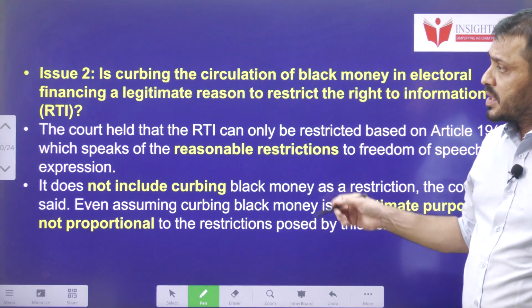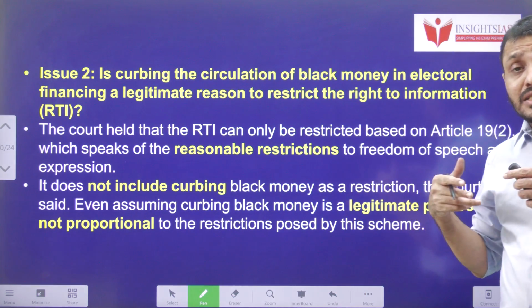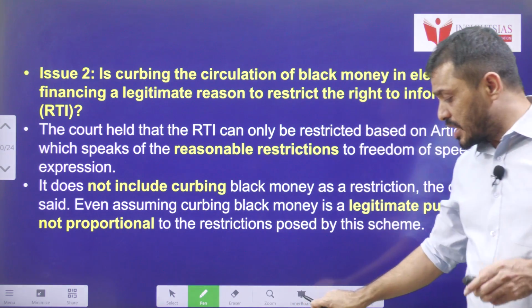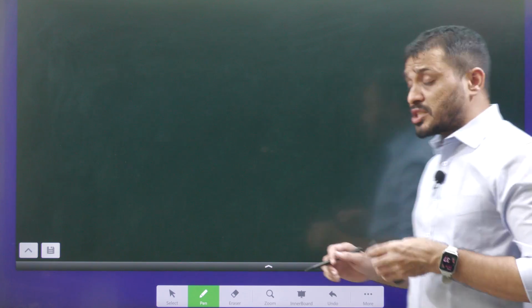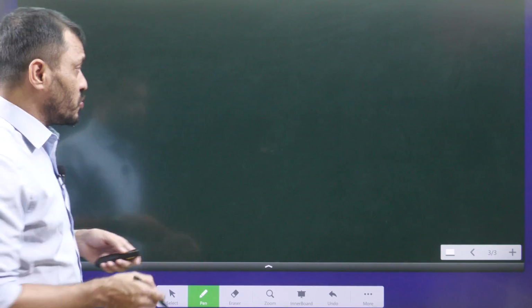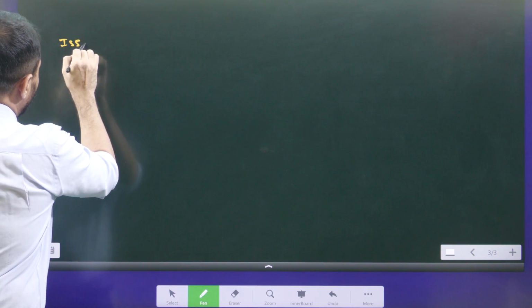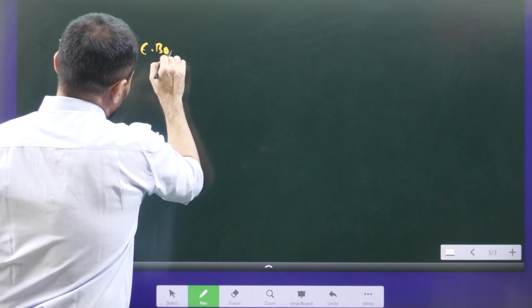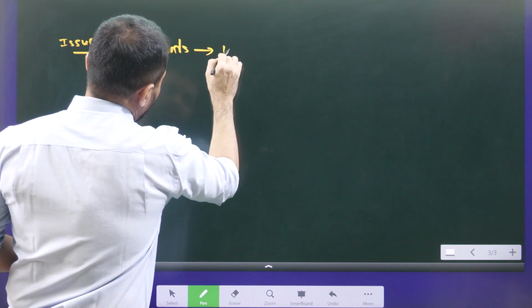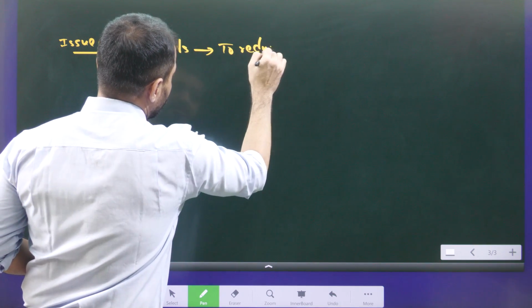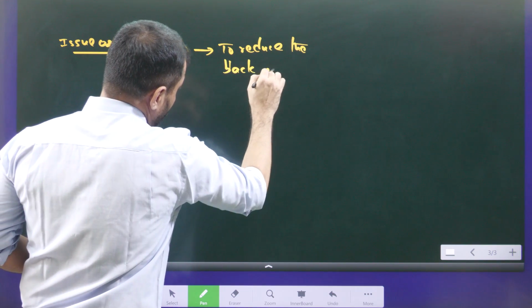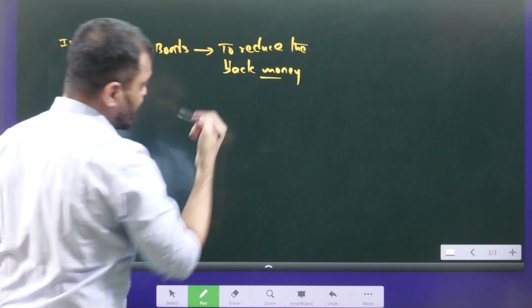Next, issue number 2. Can we support the electoral bonds in the name of curbing black money? That is also an issue examined by the Supreme Court. Issue number 2: electoral bonds were introduced to reduce black money. On these grounds, why can't we support the electoral bonds?